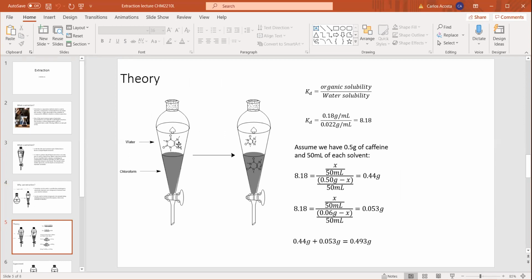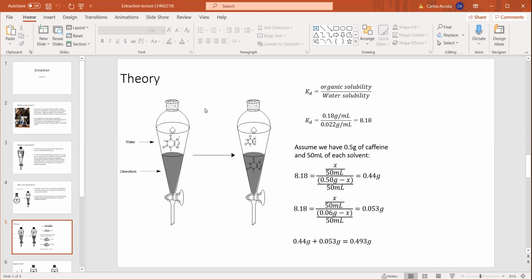This molecule on the left in the separatory funnel is caffeine. Let's pretend we have a solution of caffeine in water, and there are other impurities in there that we don't want. We just want to get the caffeine out. We know that caffeine is more soluble in chloroform than water. So we add chloroform as a second solvent, which is immiscible with water, and caffeine is soluble in it, which is perfect.